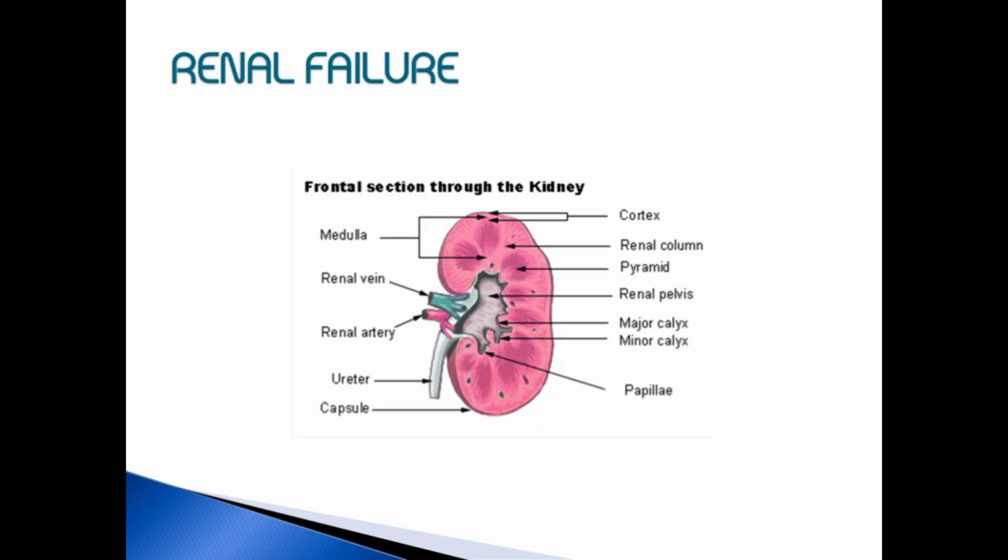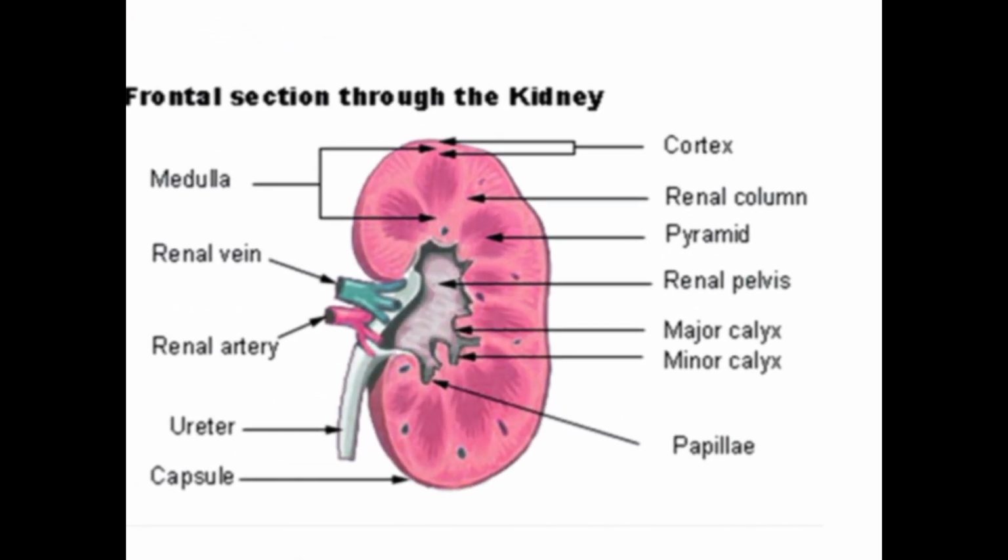So these structures of the kidney that you are seeing: we've got the kidney cortex, the renal column, and the pyramid, where we are going to find the nephrons. We have the renal pelvis, into which urine flows when it is formed from the nephrons, then goes to the ureters. We've got the major calyx and the minor calyx. All these structures are very important for us. We've got the renal vein, the renal artery, the ureters, and the capsule.